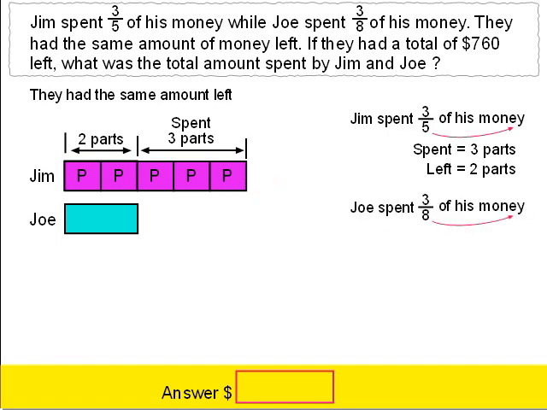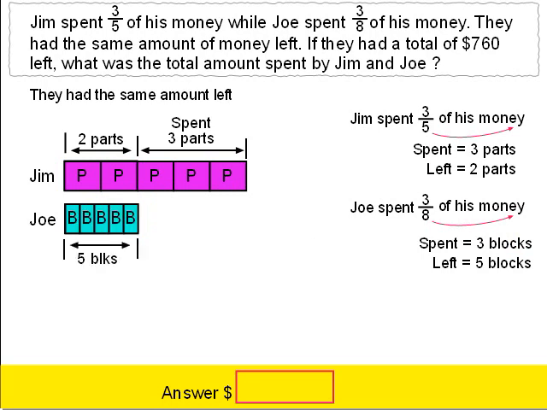Joe spent 3/8 of his money. So Joe actually had a total of 8 blocks and he spent 3 blocks. Alright, spent 3 blocks. That means to say he had 5 blocks left. Okay, so we cut Joe's model of money left, which we drew earlier on, into 5 blocks. Alright, 5 blocks. And we complete the model by putting in the 3 blocks spent here. So Joe had a total of 8 blocks of money here.